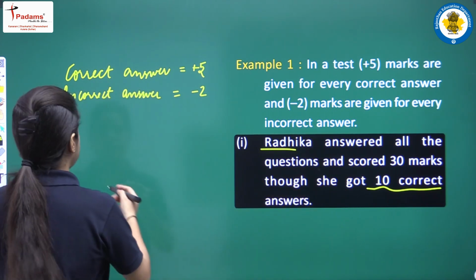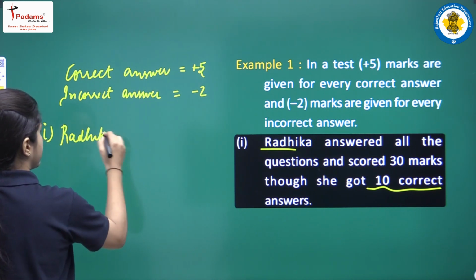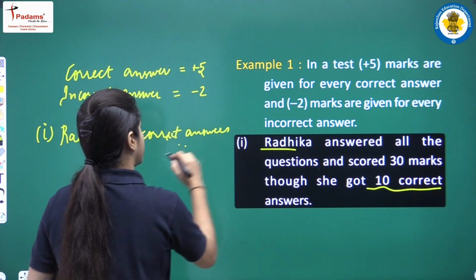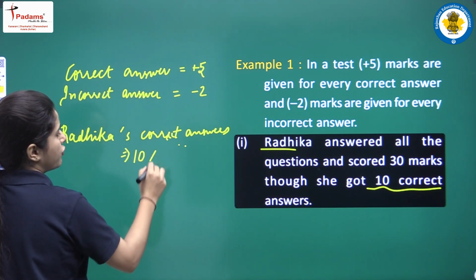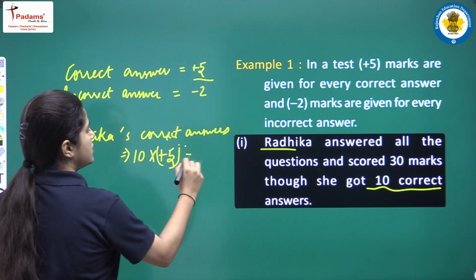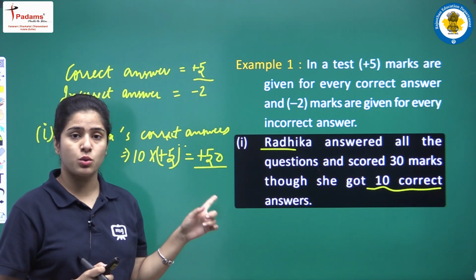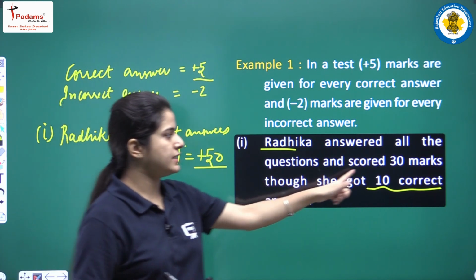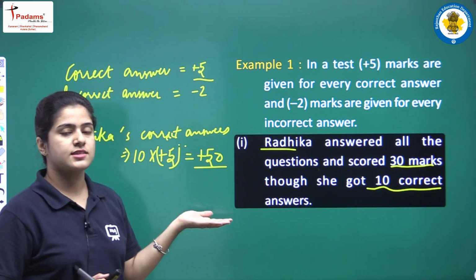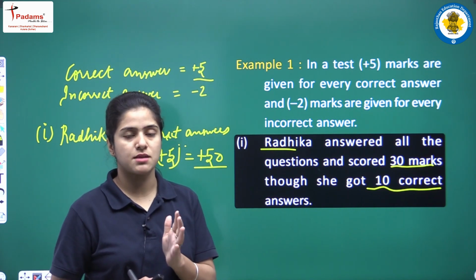Okay students, so let's see. Firstly, Radhika's correct answers is equals to 10, and for every correct answer she will be getting plus 5 marks. So plus 5 times 10 is equals to plus 50. So basically, if Radhika has attempted 10 correct questions, then her score should be plus 50, na? But it is mentioned that she is getting 30 marks. So if the correct answer score is plus 50 and she is getting 30 marks, it is clear that she has attempted some incorrect answers.